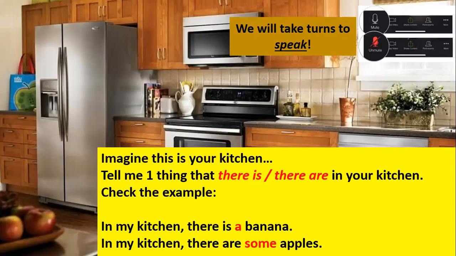One and one? Yeah, one and one. Like two. In my kitchen, there is... how do you say pera? Pear. No. In the kitchen, there are some what? Pears. Pears? Yes. Okay. Pears because it's plural. Okay.